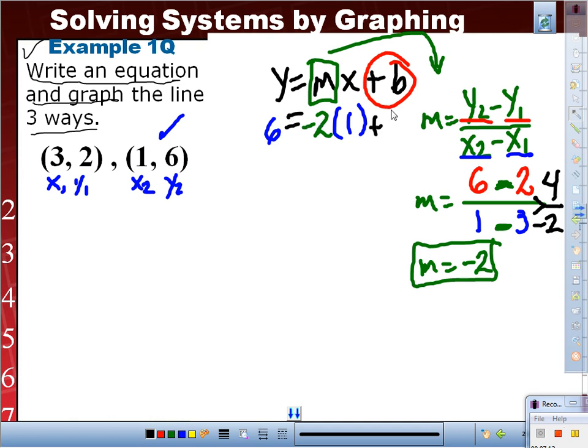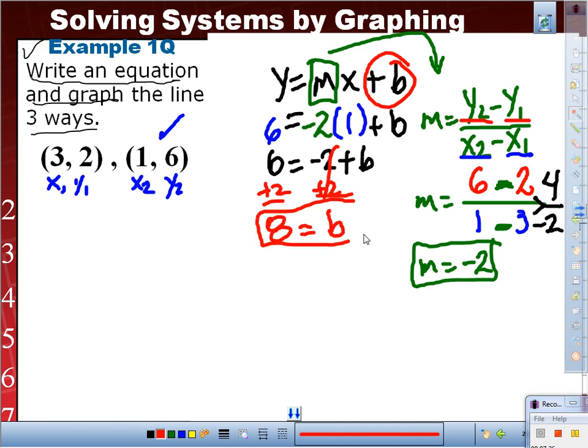Equals, plus b. Let's solve. 6 equals negative 2 plus b. What is our last step? Plus 2, plus 2. 8 equals b. Do we have enough information now to write our equation?